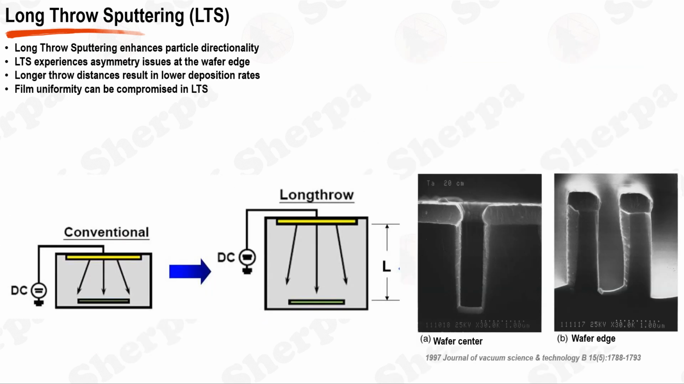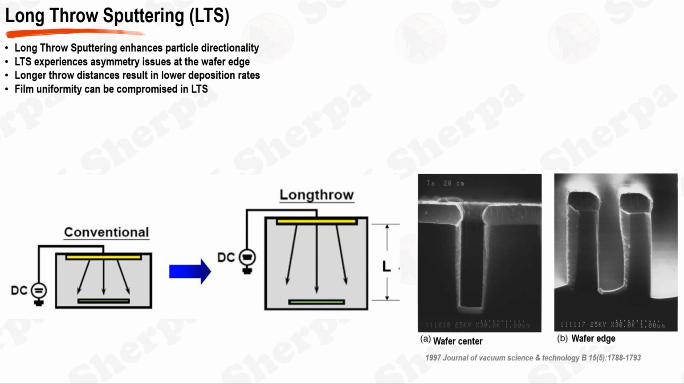Long throw sputtering (LTS), a particular method in physical vapor deposition (PVD), makes use of a significantly increased distance between the target and the substrate. This method gives the sputtered particles a longer mean free path (MFP), which inherently leads to an improvement in the directionality of the particles. The advantage of this setup lies in its potential to enhance step coverage, particularly useful in the manufacturing processes where high aspect ratio features are present.